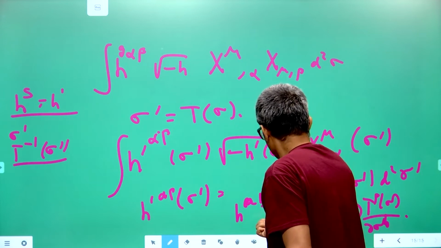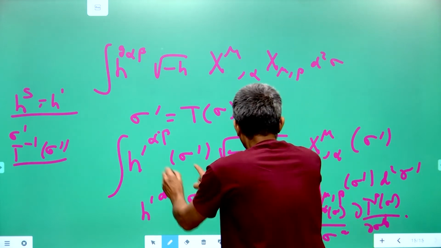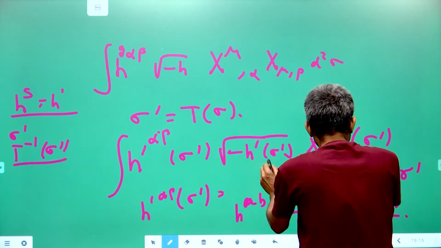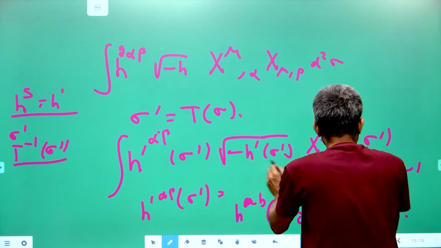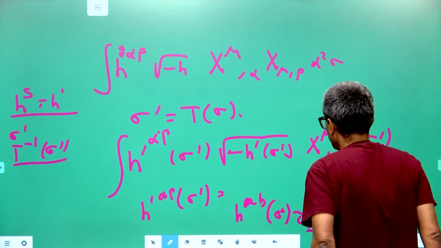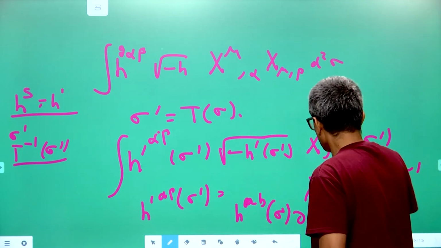So, this is the change of variable formula for the metric. So, I apply this change: root h dash sigma dash into d2 sigma dash is the same as root minus h sigma into d2 sigma, because it is the invariant area element. So, this will change it this way.